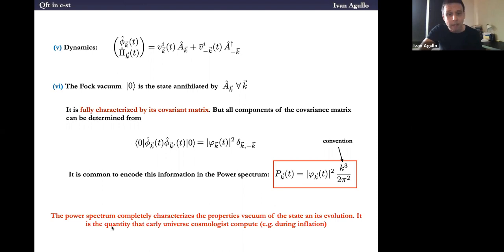And it is the quantity that early universe cosmologists compute. So if you do cosmology, your advisor will ask you to compute the power spectrum. And now you know why, because the power spectrum contains the information of the covariance matrix of the vacuum, and because the vacuum is a quasi-free Gaussian state, that is precisely all the information in the vacuum. If you give me P of k for all k, I can answer every single question you want to ask to the state.